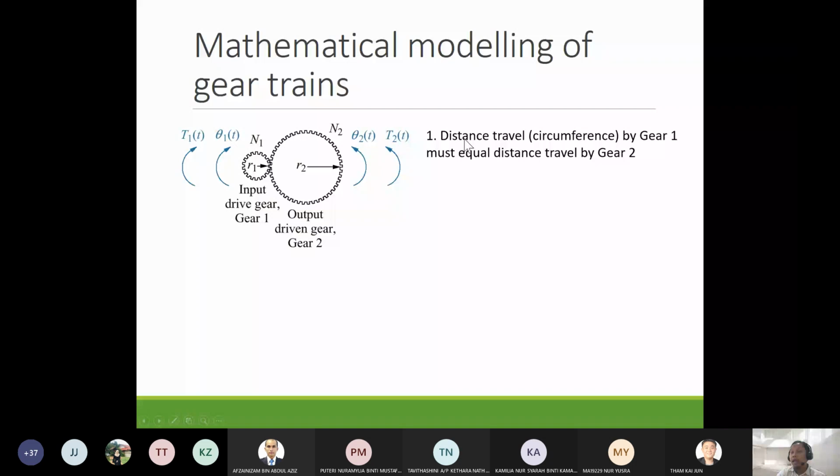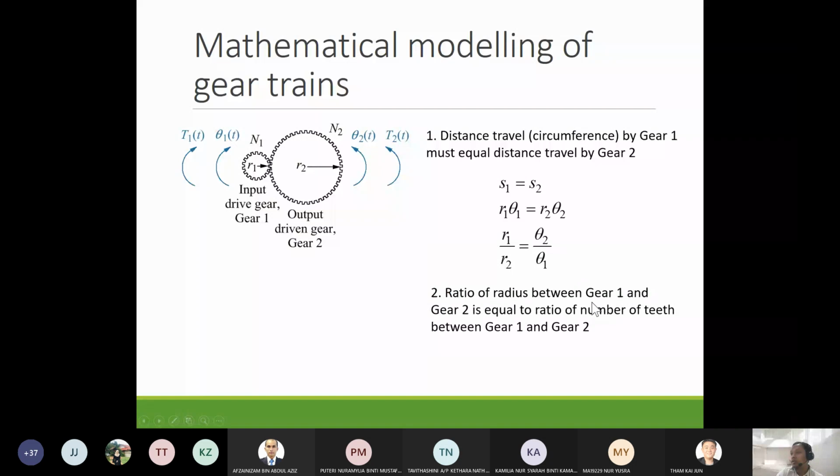Then considering the angular displacement or the circumference traveled by each gear, the circumference traveled by gear 1 will be the same as that of gear 2. The distance traveled S1 equals S2. So R1 times theta1 equals R2 times theta2. Then rearrange. The ratio of radius between gear 1 and gear 2 is equal to the ratio of the number of teeth between gear 1 and gear 2. So this is back to the previous formula, using conservation of energy.